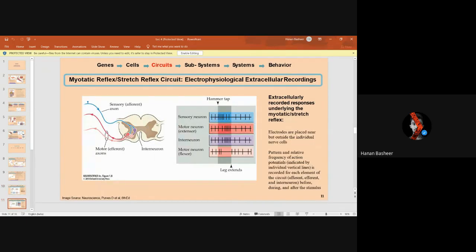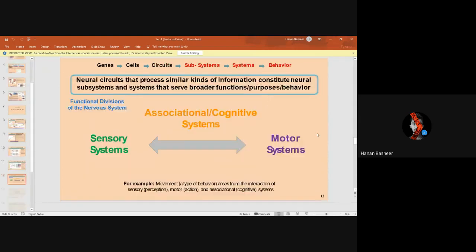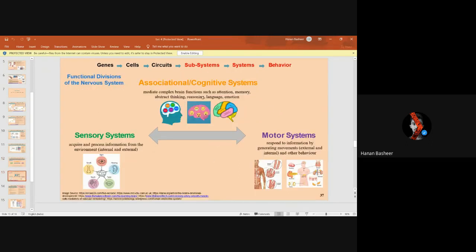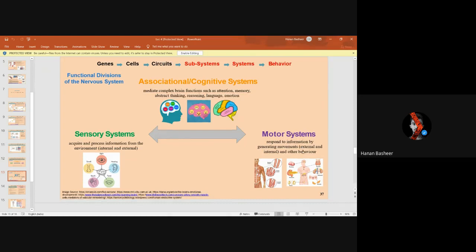Then this is the same example, just showing the intermediate path: the sensory neuron first will receive it, then the interneuron, and then the motor neuron to the flexor muscle. So this is part of our total CNS: the associative cognitive system, sensory system, and motor system. The associative cognitive system is the one where we think and process the information. Sensory is where we take in information from the external or internal environment, and the motor system is where we give out our responses in the form of motor movements.